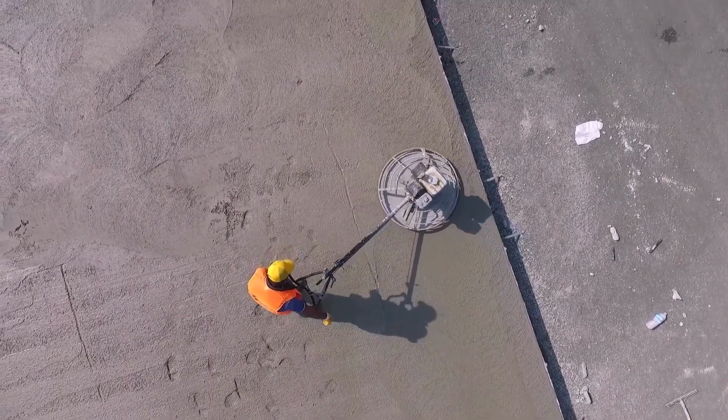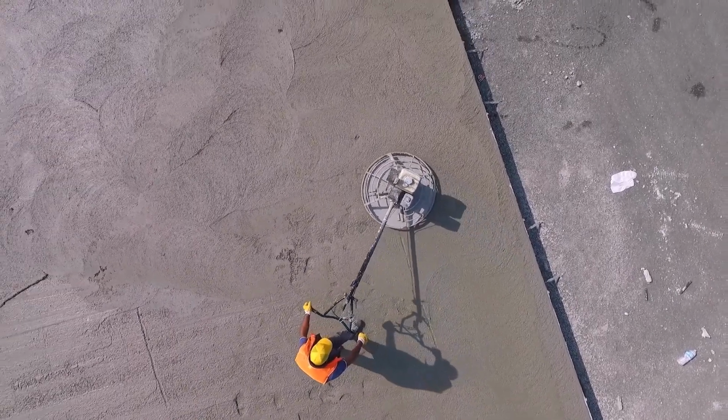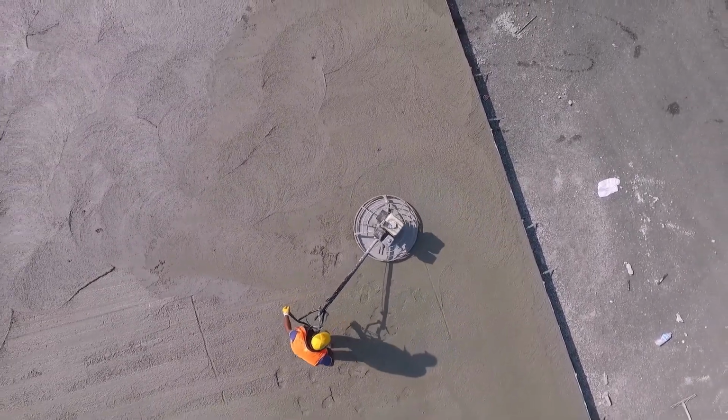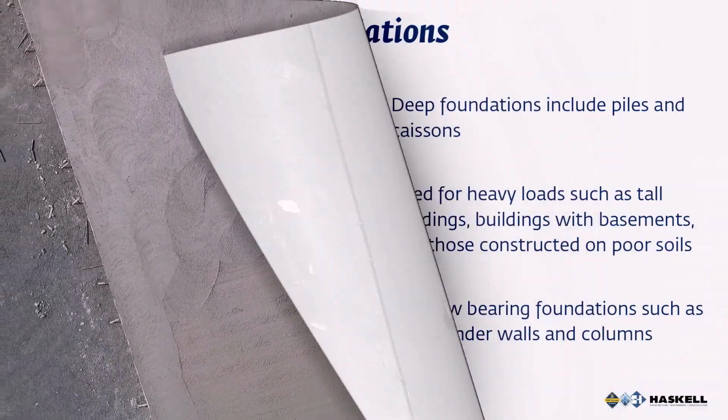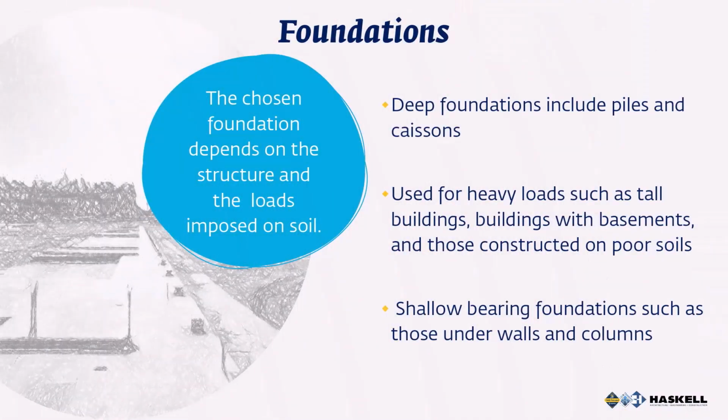The foundation must provide a solid and stable platform for the rest of the structure and transfer the weight of all materials above it to the ground. The type of foundation specified depends on the structure and the loads it will impose on the soil. Deep foundations consist of piles or caissons and are used for heavy loads such as tall buildings, buildings with basements, or buildings that are constructed on poor soils.